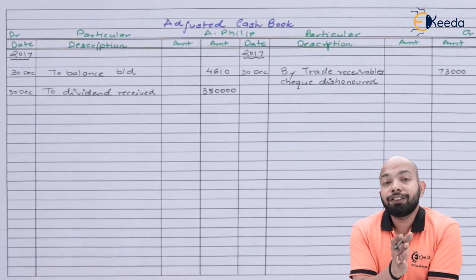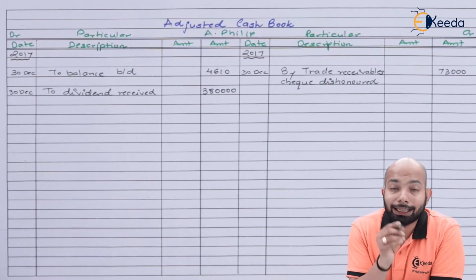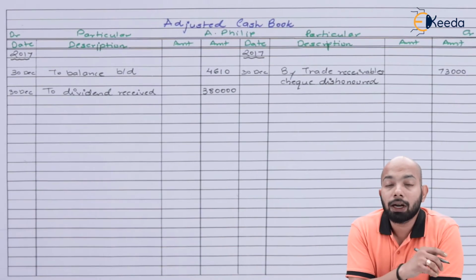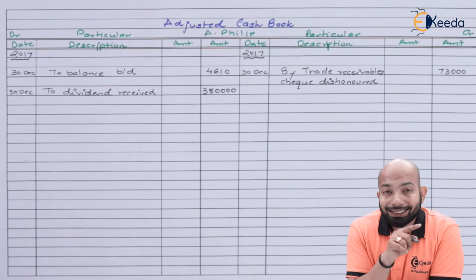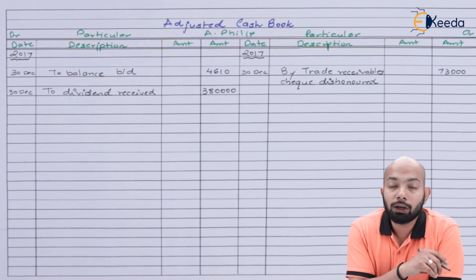in the cash book here. Now after that we have bank interest and charges amounting to 4,200. Again, this is related to omission, which is a part of the adjusted cash book. So this is reducing your cash balance, so this will be recorded on the credit side of the cash book.